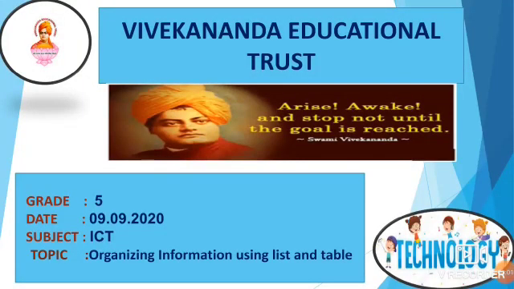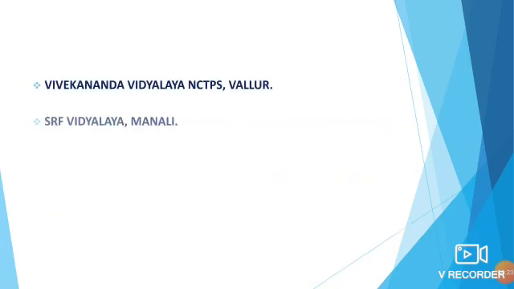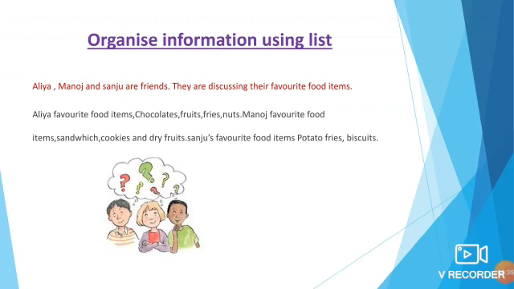Okay, children. So today we have our ICT class. What's the lesson name? Organizing information using list and table. Okay. So last week you had your interdisciplinary project, isn't it, children? Yes. I hope you all did well. Okay. So we can move to the next. So these are our units. Okay, what is the main thing we are going to learn from this lesson? It is nothing but how to organize information using list and then types of list. Okay, so organize information using list.